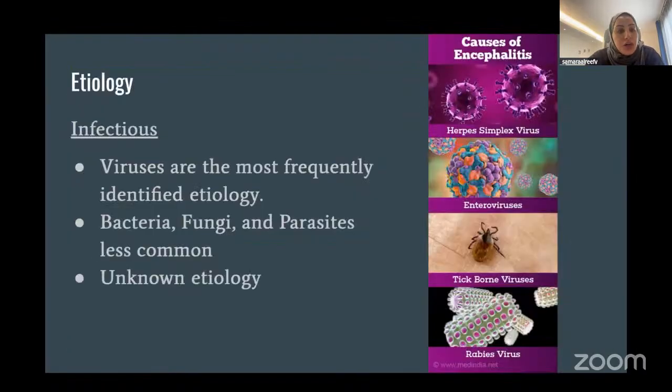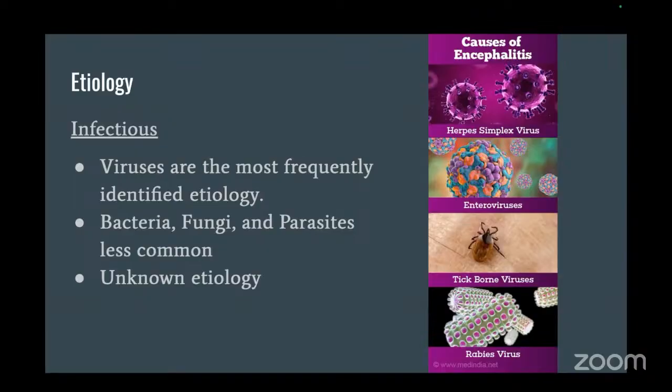So as we mentioned, we have two classifications: infectious or autoimmune. In regards to infectious, viruses are the most commonly identified etiology. Bacteria, fungi, and parasites are less common, and sometimes the causes are unknown.